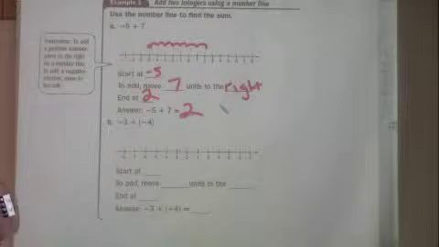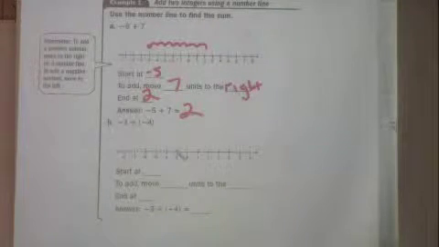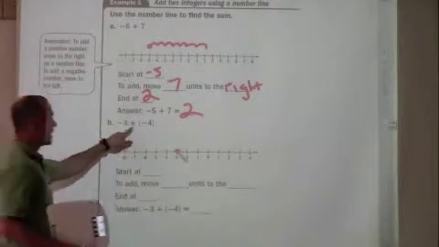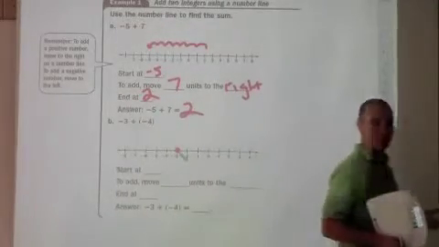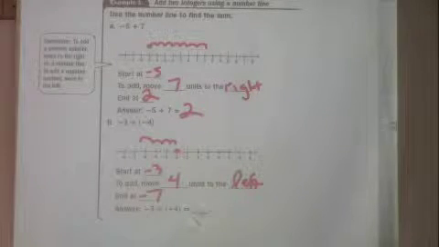All right, negative 3 plus negative 4, where do we start? Start at negative 3. But what's the difference here? If I add a negative, which direction do I have to move? To the left. Yeah, if we add a negative, we have to move left. 1, 2, 3, 4. So we started at negative 3, we moved 4 units to the left, and where do we end at? Negative 7. Negative 3 plus negative 4 is negative 7. You guys got it.